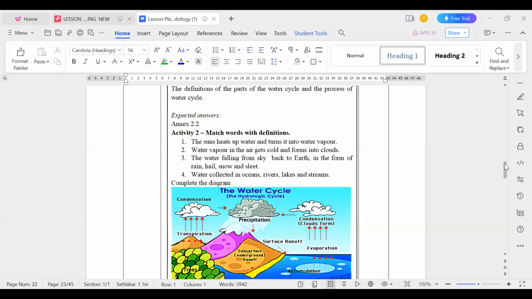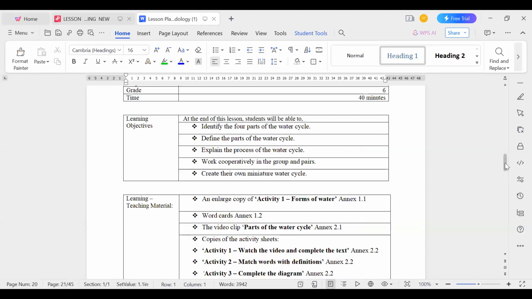Okay. So now let's see how the materials for activity 1 are written, as you saw. An enlarged copy of the activity 1, forms of water, Annex 1.1. So this activity is given after the lesson plan as annexures. And then activity 1 needs another material, that is word cards. So word cards, Annex 1.2. So they are the materials. So the engagement activity is you recall their prior knowledge, that they have prior knowledge on forms of water.